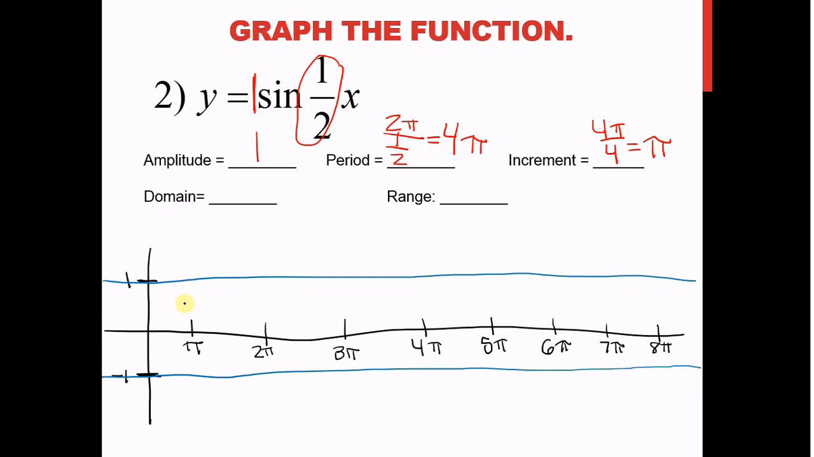So now let's graph my graph. It's a sine again, so it's going to go through 0, 0. So it's going to go through here, and it's going to bounce at pi, hit the 1, go back down, cross over at 2 pi, bounce at 3 pi, cross at 4 pi, bounce at 5 pi, cross at 6 pi, bounce at 7 pi, and cross at 8 pi.